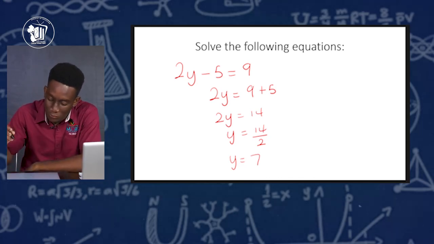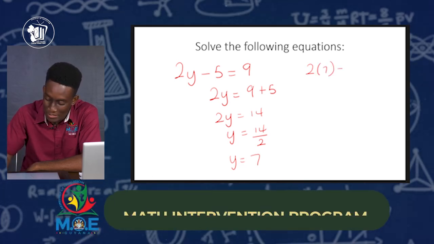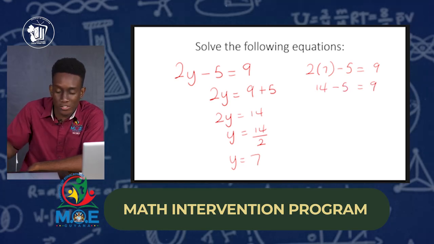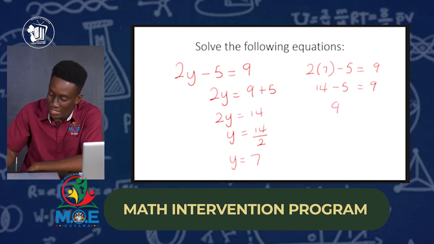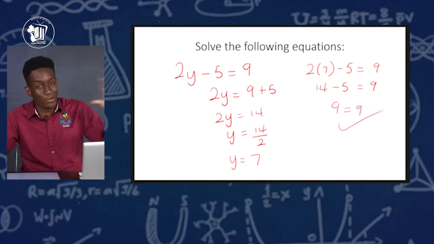So we have 2y, so we know that is 2 multiplied by y. Instead of y now, we know the value of y is 7. So this will be 2 multiplied by 7 minus 5, and that should give you 9. So 2 7s, 14, subtract 5, that would give you 9. So 14 subtract 5 will of course give us 9. So 9 is equal to 9. So our equation is balanced and we know we got all of our marks.